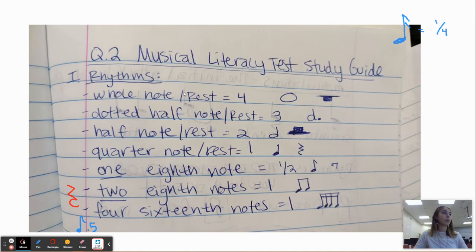So here's an example of what you could have written. If you didn't draw your chart, I made my whole note and whole rest together equaling 4. So here's an example of how you could have created your study guide. You have your title at the top, Quarter 2 Musical Literacy Test Study Guide. The first part are rhythms. We have all the names there. Okay.